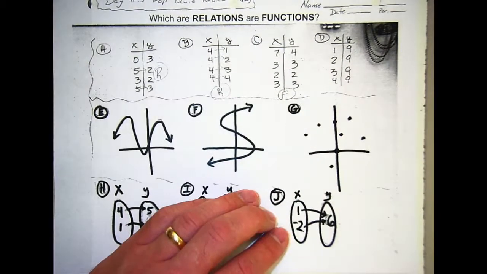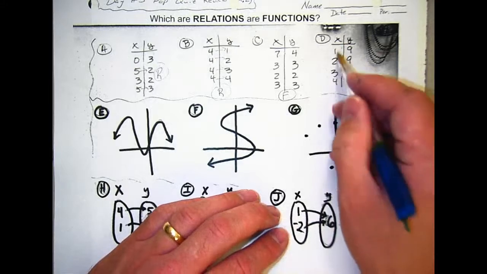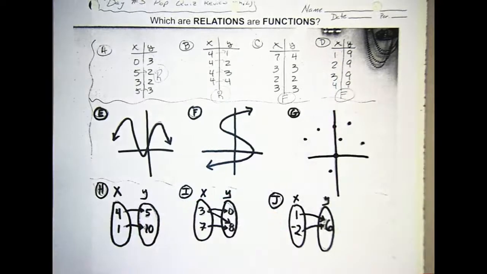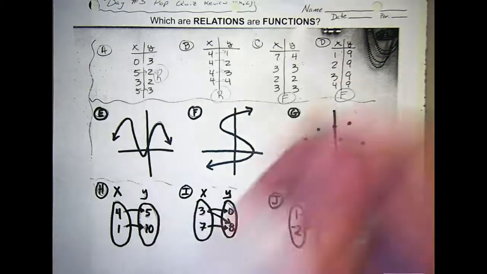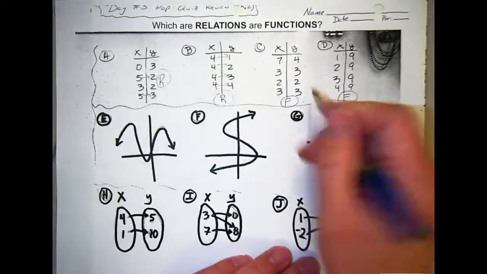How about this one? Relation or function? Function. X doesn't even repeat itself, so it's automatically a function. So you should always see if x repeats. If x repeats, then see if it goes to a different y. If it doesn't go to a different y, it's a function. If it does, it's a relation.